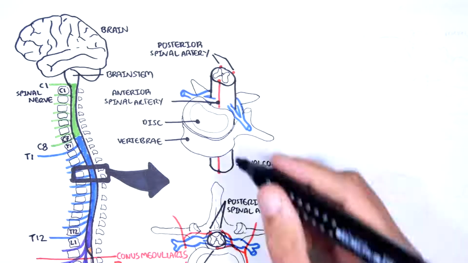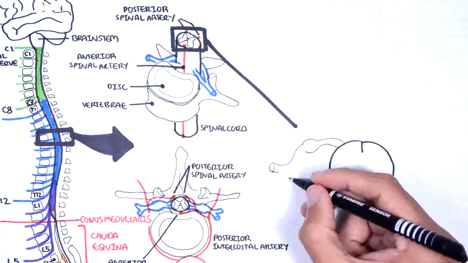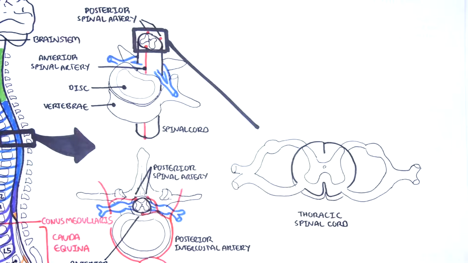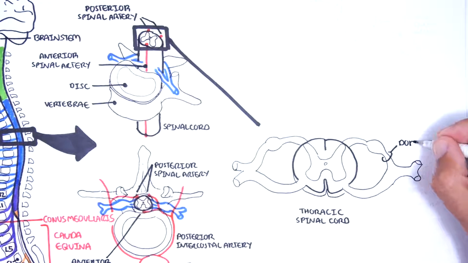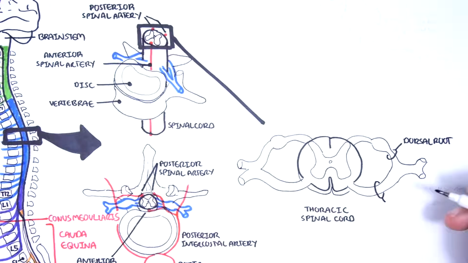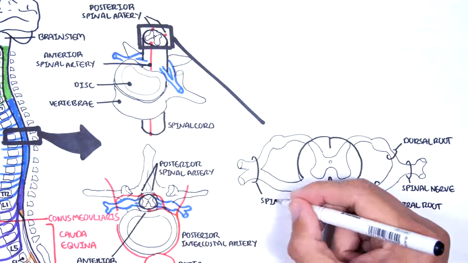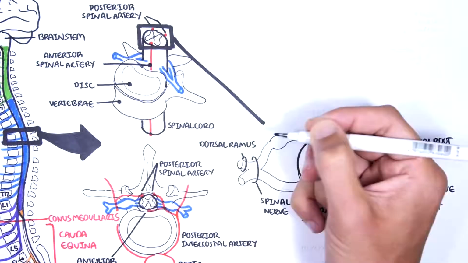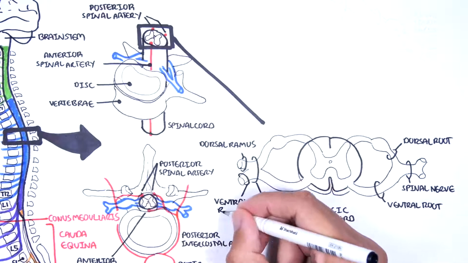Let's now focus on the spinal cord in more detail. Let's take a cross-section of the thoracic spinal cord. The spinal cord has a central butterfly-looking structure. The dorsal root at the back and the ventral root in the front will form the spinal nerve. In this case, it would be the thoracic spinal nerve. The spinal nerve then branch and can form the dorsal ramus and the ventral ramus, which essentially will supply and innervate different parts of the body.